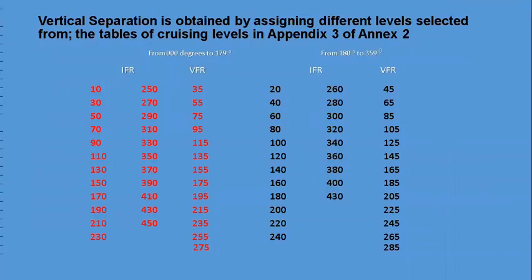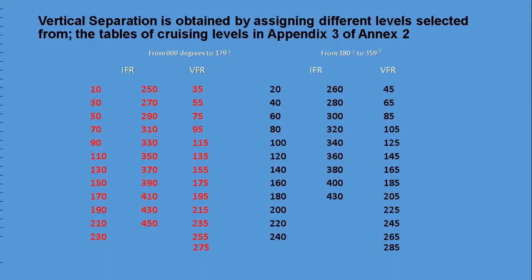Vertical separation is obtained by assigning different levels selected from the table of cruising levels in Appendix 3 of Annex 2. From 000 degrees to 179 degrees, if the aircraft is flying in this direction, this is eastbound, all the levels will be odd levels, and VFR levels are separated from IFR levels by 500 feet. VFR levels will start from 3500, thereafter 5500, all odd levels, 3, 5, 7, separated by 500 feet, so 5500 feet, 7500, and so on.